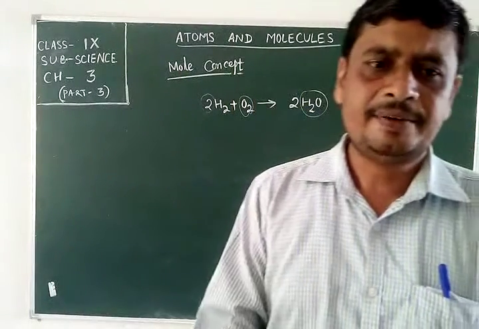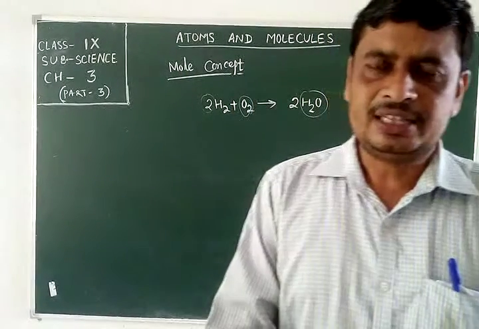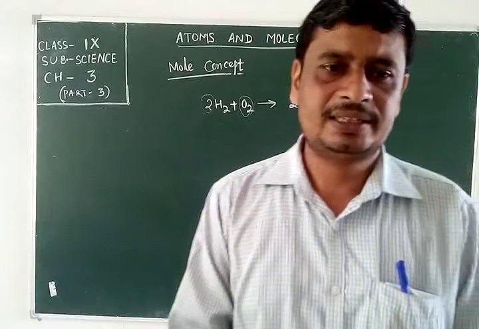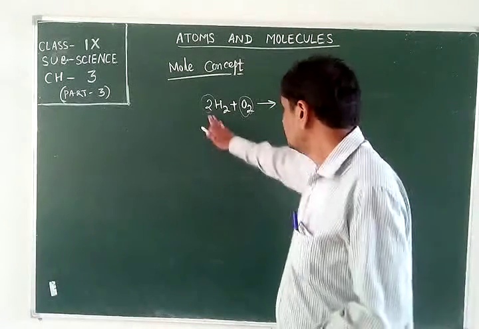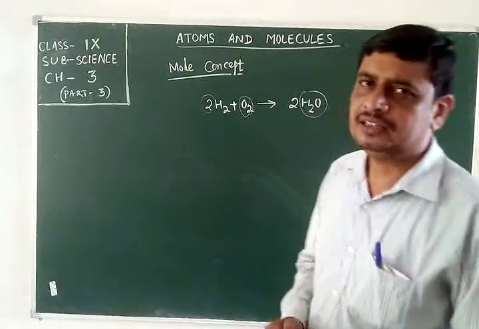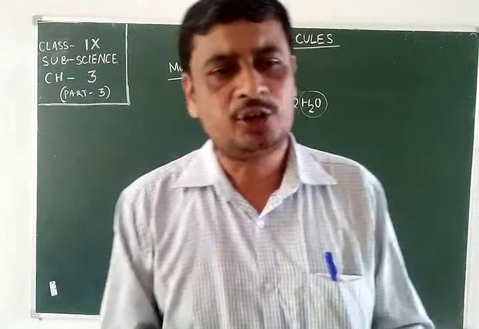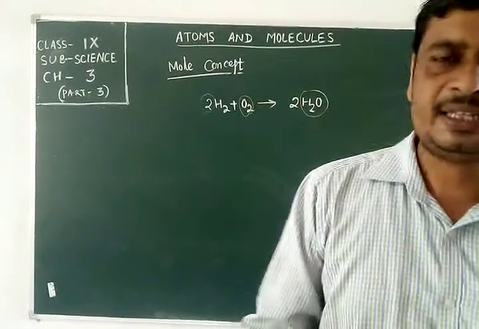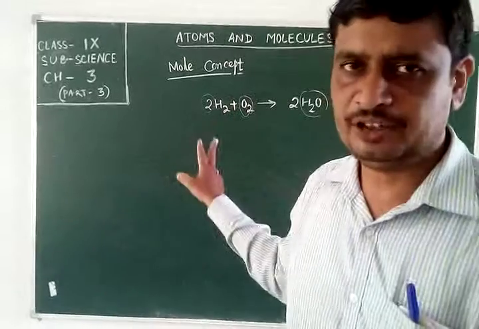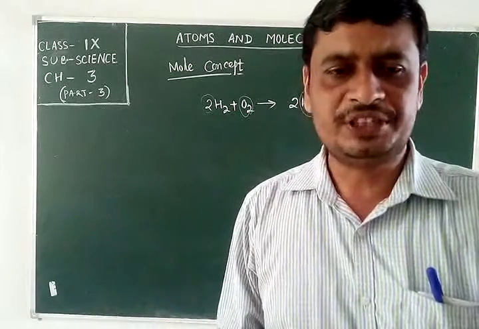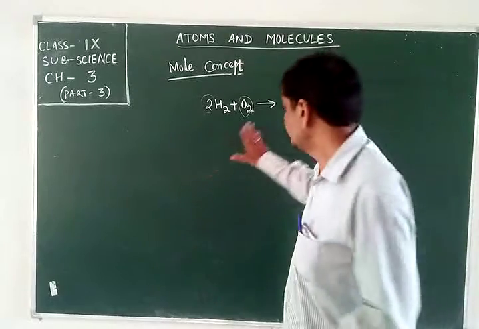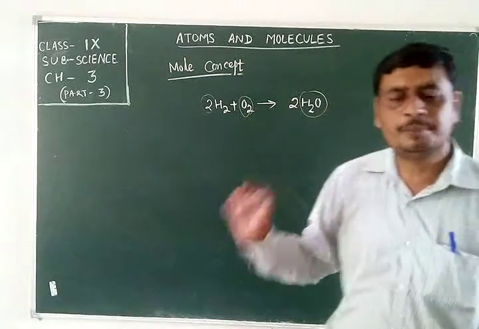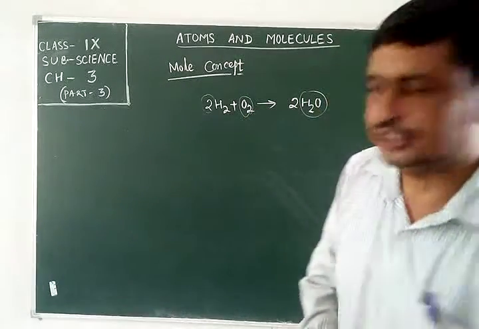And the second thing, when we observe the mass of the molecules, 2H2: one hydrogen molecule has 2 units, two hydrogen molecules have 4 units. When 4 units of hydrogen combine with one molecule of oxygen, which has 32 units.